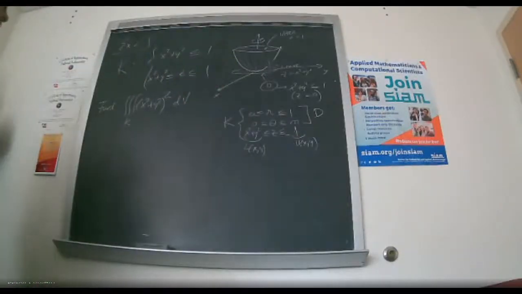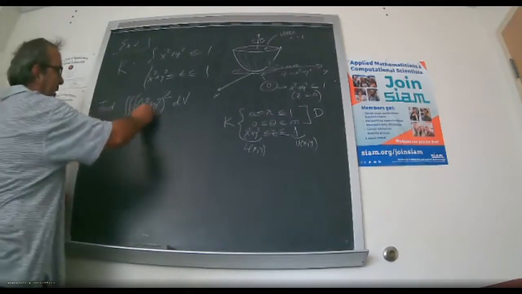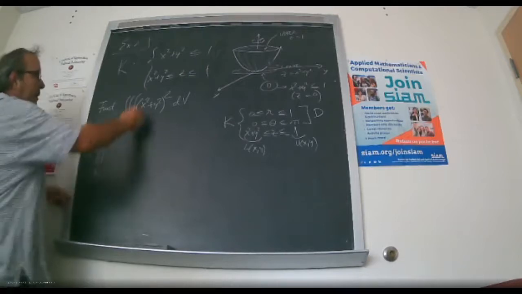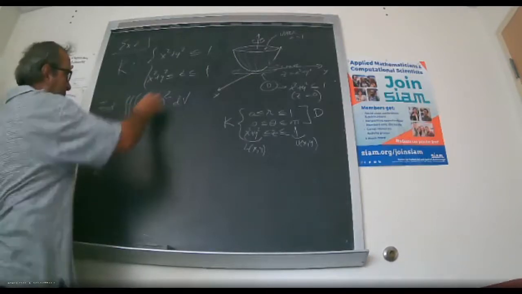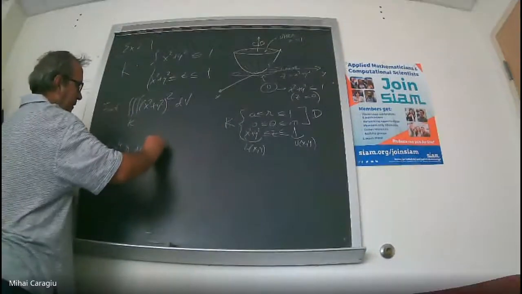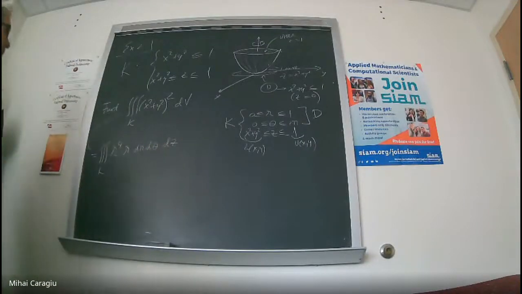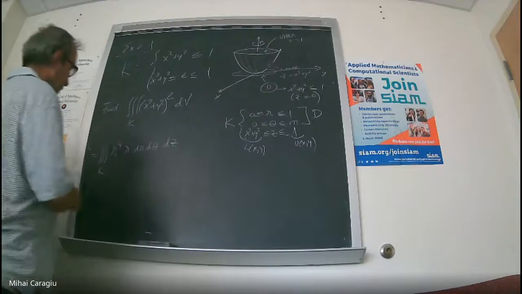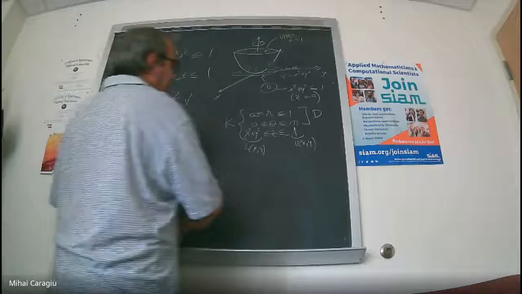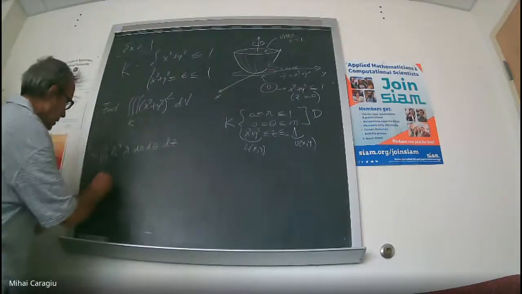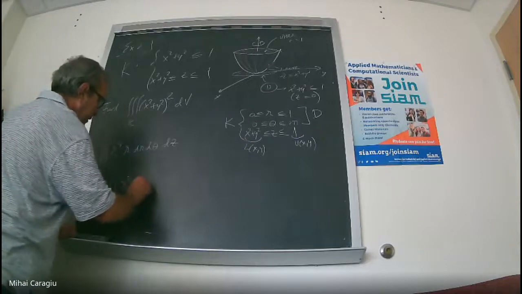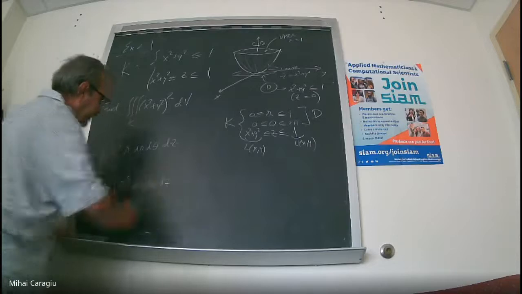Okay, so what will be the triple integral over K of x squared plus y squared, squared, dV? X squared plus y squared is r squared. R squared squared is r to the power 4. dV is r dr d theta dz. So this will be the triple integral over K of r to the power 4 times r, r to the power 5, dr d theta dz.